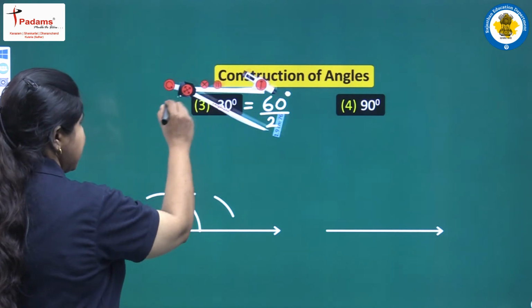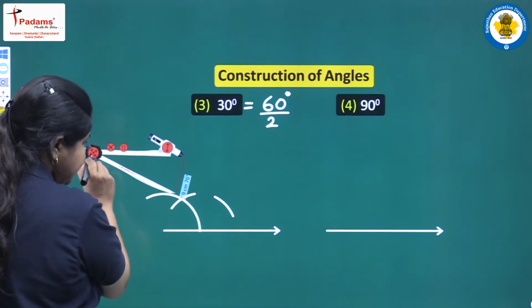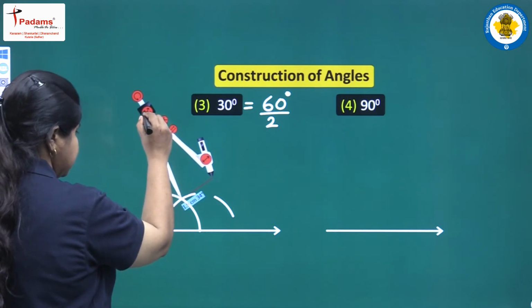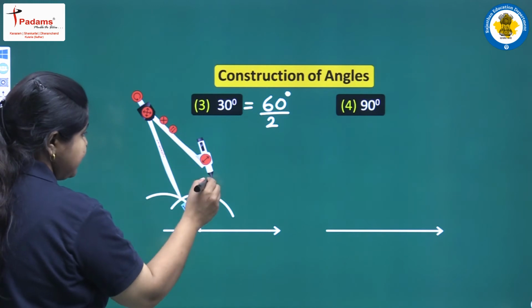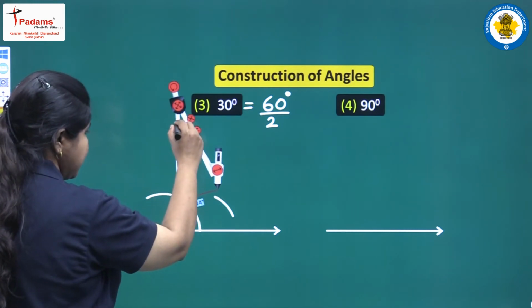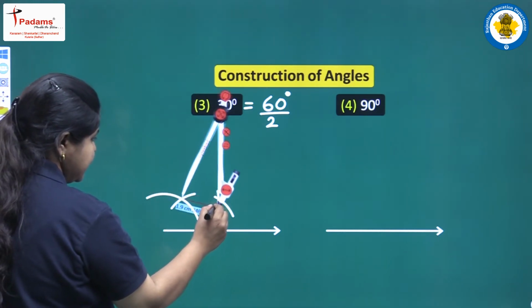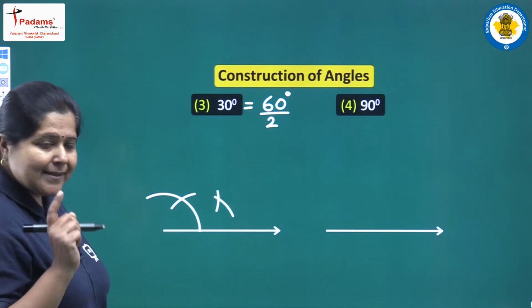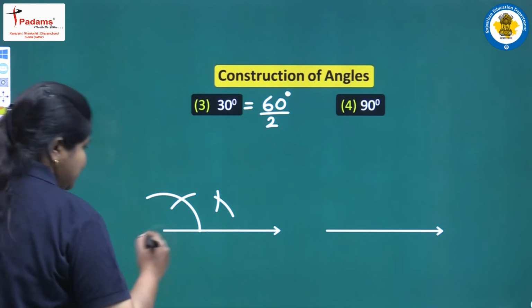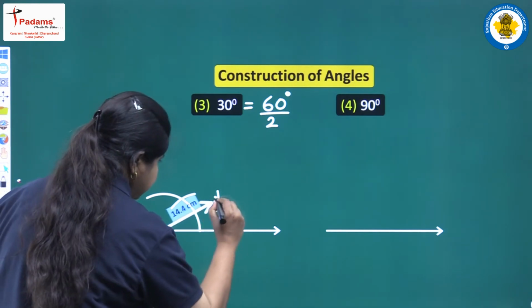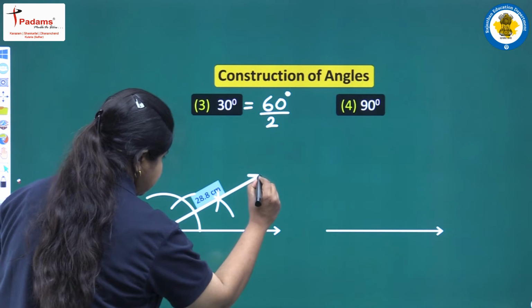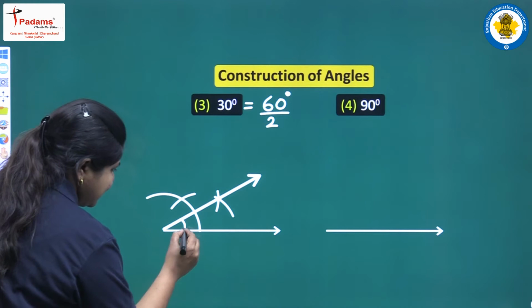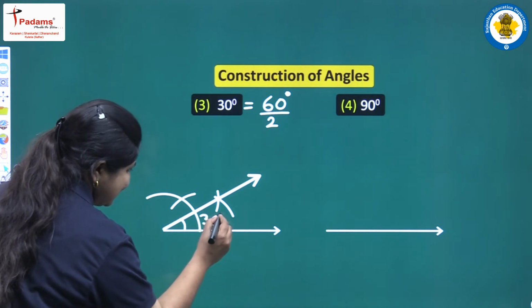Keep the compass at this point, and now with the same radius here again we will draw an arc in this way. Now you get the point of intersection of the 2 arcs. Simply now join this point with this point of intersection, and now we get this angle measuring 30 degree.